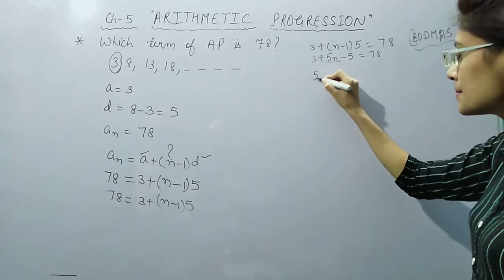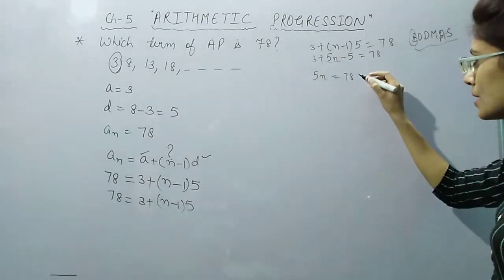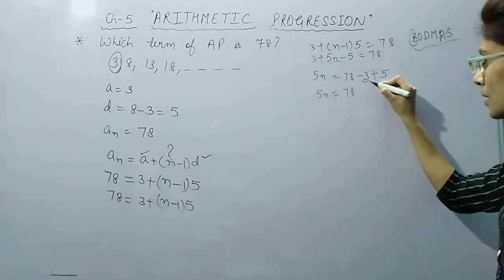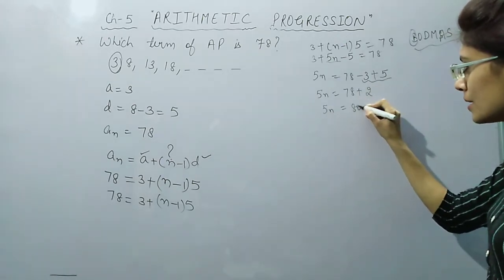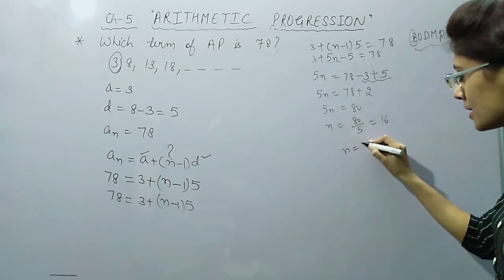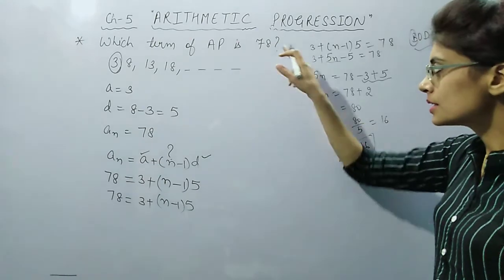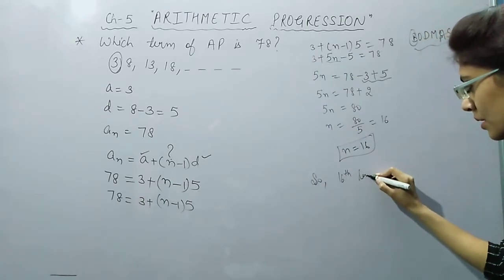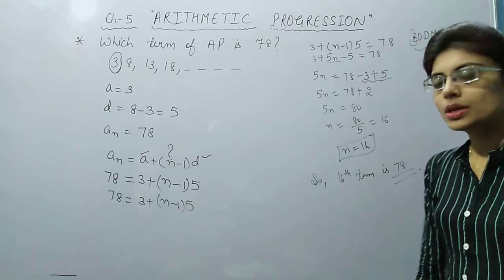Now 5n as it is equals 78. Constants will be transposed: positive 3 becomes negative, negative 5 becomes positive. 5n = 78 - 3 + 5, which is 78 + 2. So 5n = 80, and n = 80 over 5, that is 16. So the final answer is 16: the 16th term will be 78. I hope the concepts are clear to you.